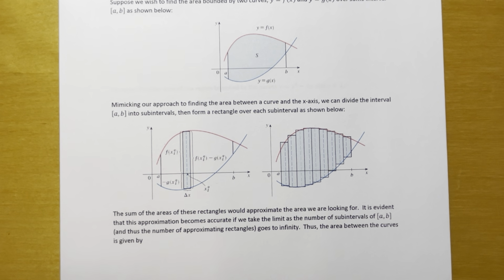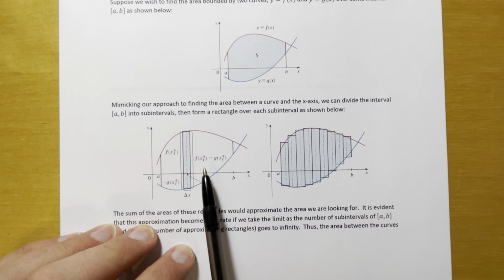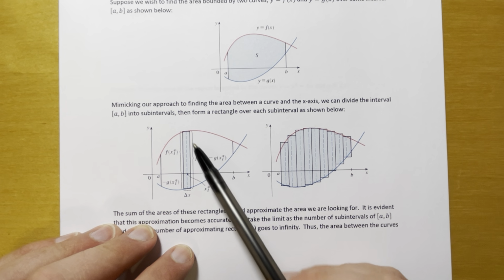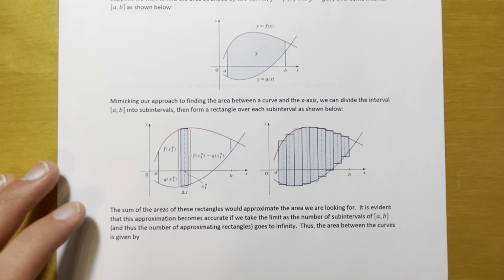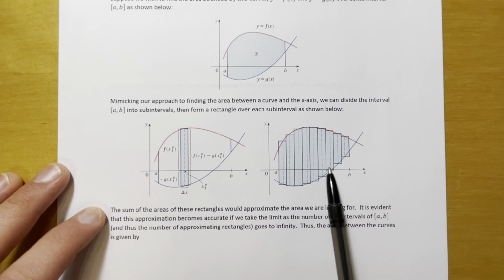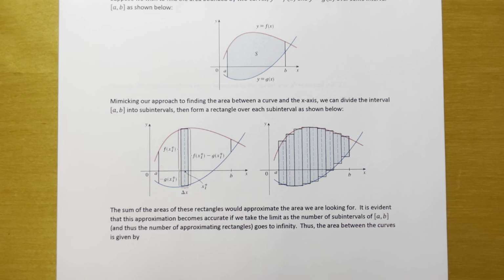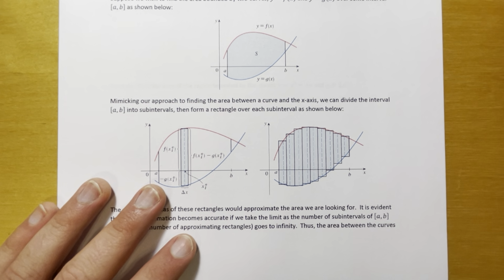So the key here is that the height that I want to multiply my delta x by is f of xi star minus g of xi star, because that difference is now what's giving me the height of that rectangle, okay? So I would do that for each of these rectangles that I construct over each of those subintervals, and for each one, I'm going to have f of xi star minus g of xi star as the height, and then delta x as the width.